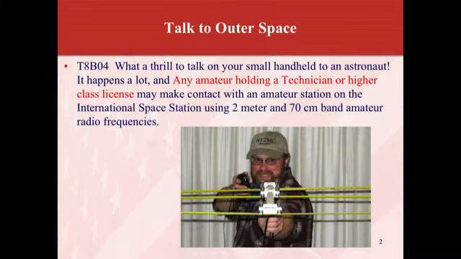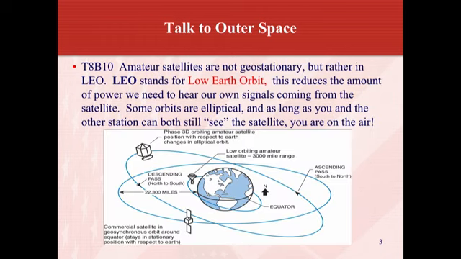And welcome back to HamCram2018. Now it's time to talk to outer space. From the looks of this building today, that's what we're doing. What a thrill to talk on your small handheld to an astronaut. Happens a lot, and any amateur holding a technician or higher class license may make contact with an amateur station on the International Space Station using the 2 meter and 70 centimeter bands. Also the ham radio satellites, and there's a ton of them out there.